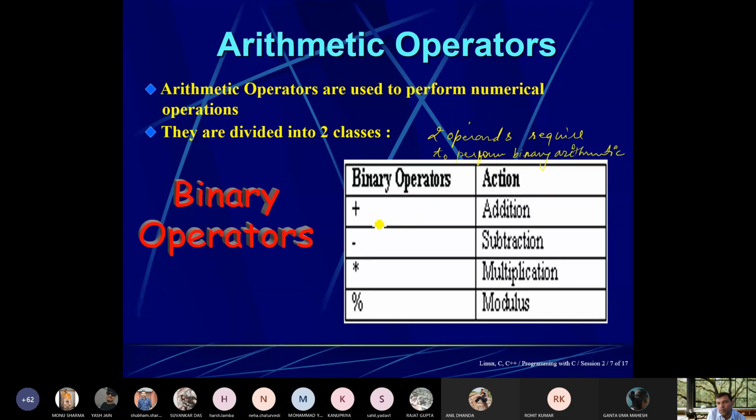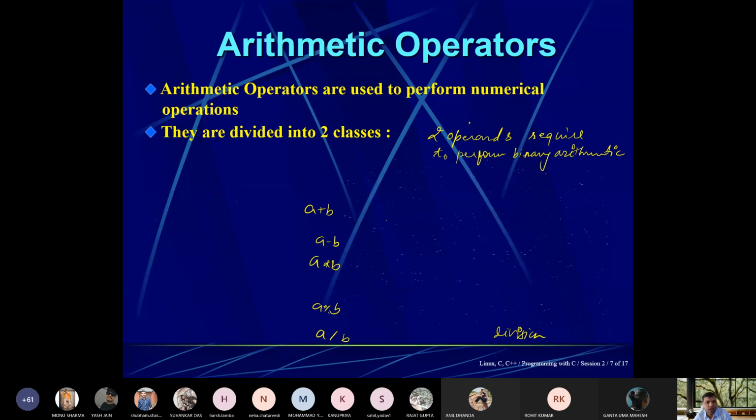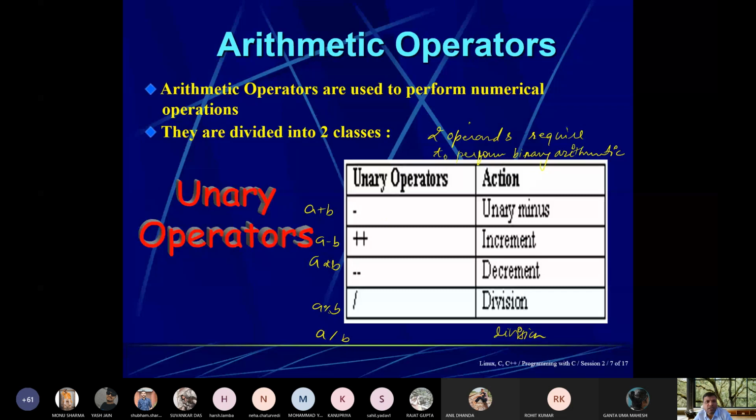So this is like a plus b, a minus b, a multiplied by b, a mod b, and a divided by b. So division is also there. Division is also a binary operator. So these are the binary operators where we require two operands. Then come to unary.